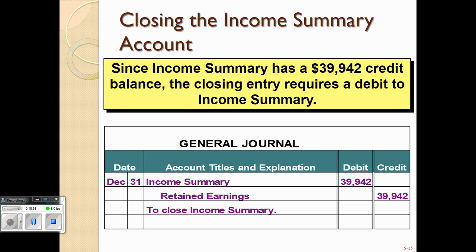What we then need to do is close the income summary. Since it has a credit balance, what do we need to do? We need to debit income summary for the $39,942. That'll turn that balance on that income summary account to 0, and our credit is to retained earnings, because that's where we go ahead and close our revenue and expenses to retained earnings.